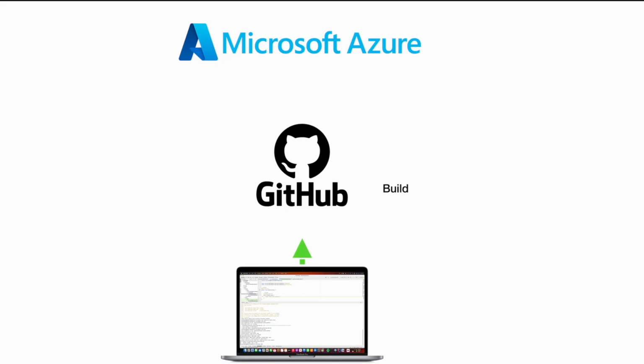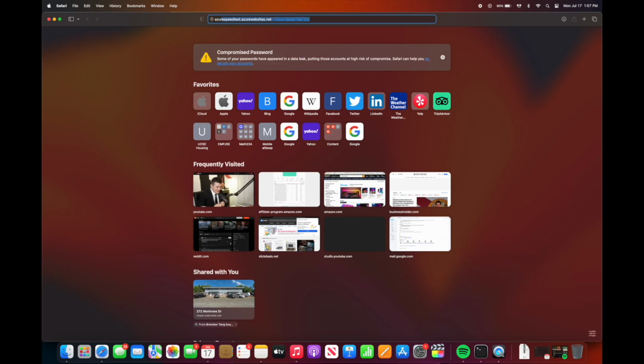In this video, I'll show you how to deploy a Spring Boot app to Azure. We're going to use GitHub Actions for the CI/CD pipeline. So when we push code to GitHub, it will build the code and then that code will get deployed to Azure automatically. Let's get started.